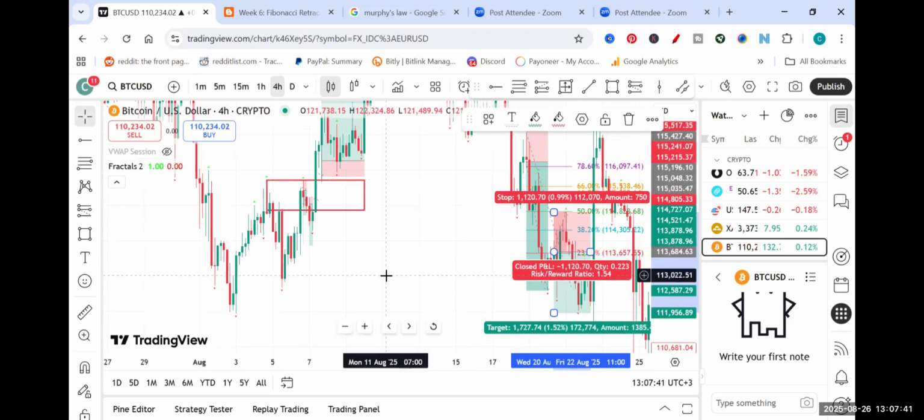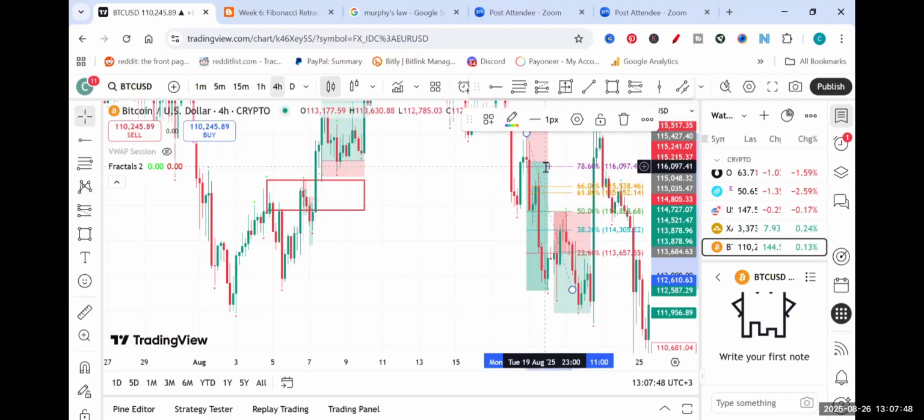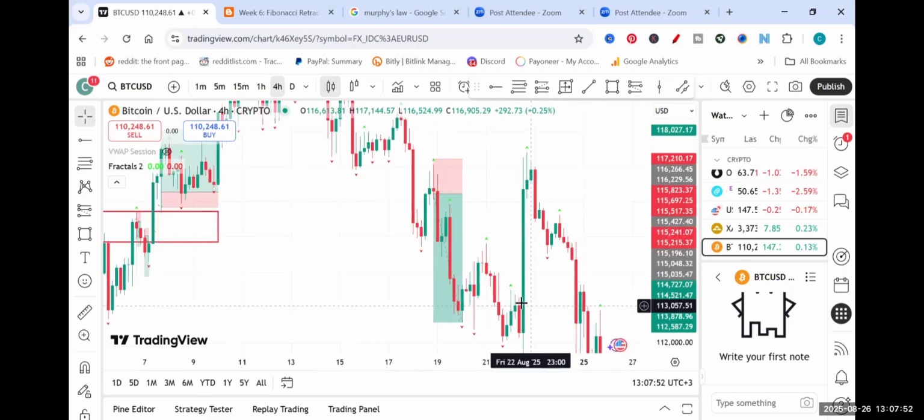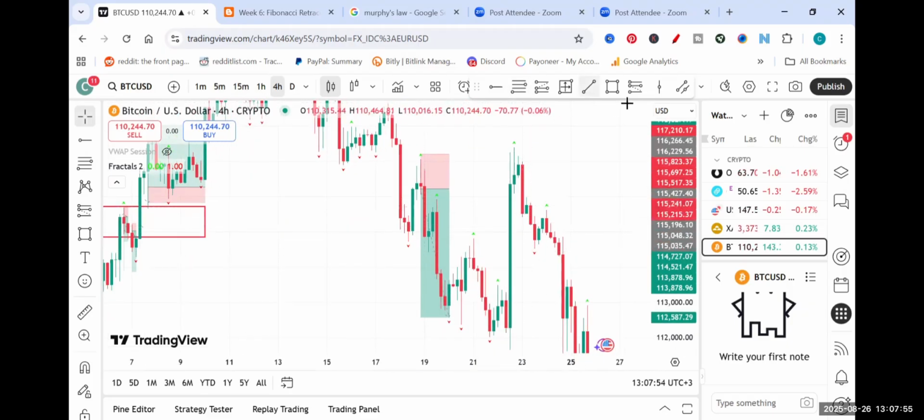Now I needed to mention something about our targets. Let me remove this Fibonacci tool. Sorry, let me remove this take profit. Let me use a Fibonacci tool.